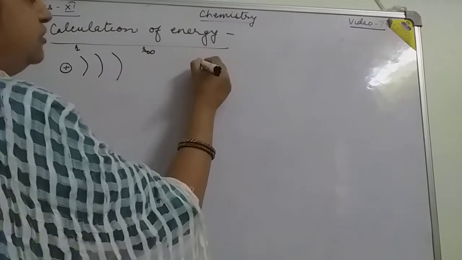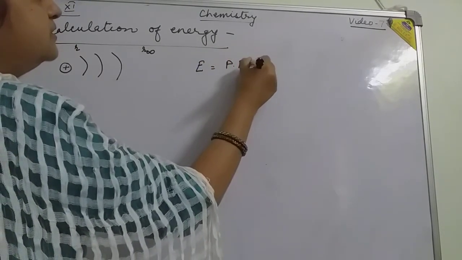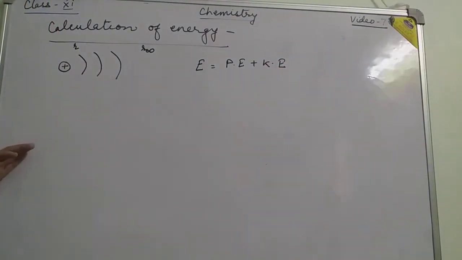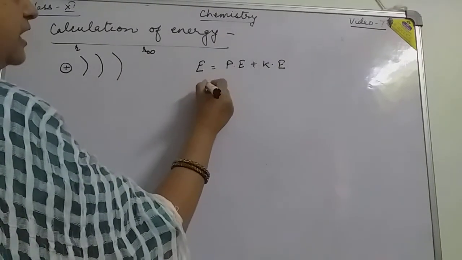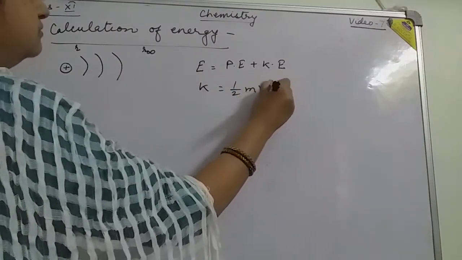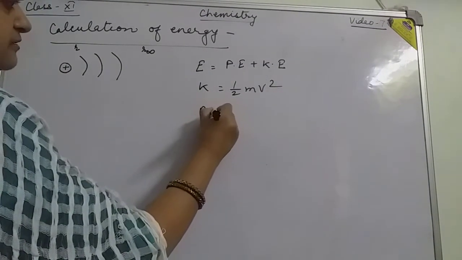What is energy? We know that the energy of a system is potential energy plus kinetic energy. Then what is kinetic energy? We know that kinetic energy is equal to half mv square. Very easy.